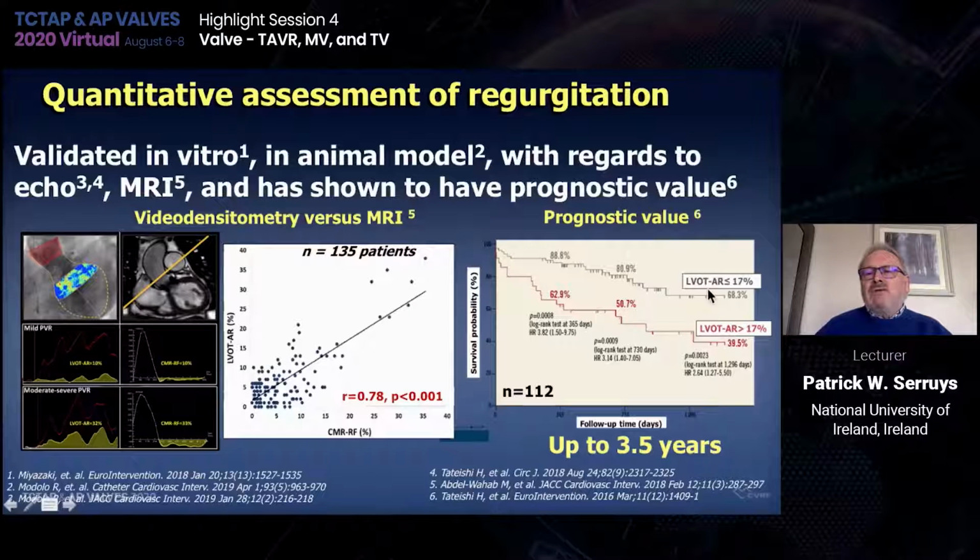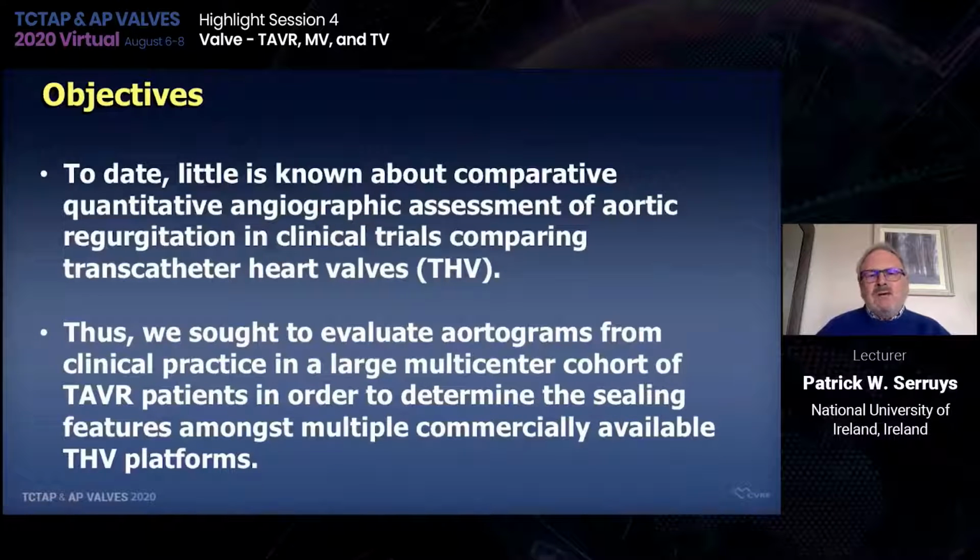And we were pleased to see that this number has an impact on prognosis. This is a Brazilian series with a follow-up of 4 years. And you see when you have regurgitation of less than 17%, your survival was at that time 68.3%. When it was above 17%, it was 39.5%. To date, little is known, as a matter of fact, about comparative, quantitative, and angiographic assessment of aortic regurgitation in clinical trials comparing transcatheter heart valves.